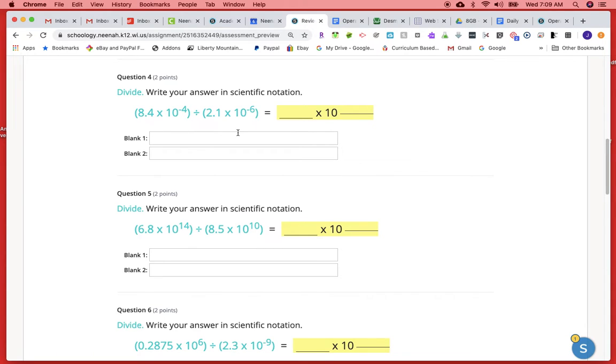I'll read the question first, and then I'll have you pause the video. Write your answer in scientific notation. We're dividing. So we have 8.4 times 10 to the -4th divided by 2.1 times 10 to the -6. So since we're dividing, let's look at our sheet.